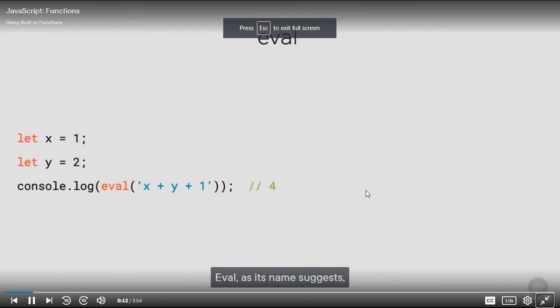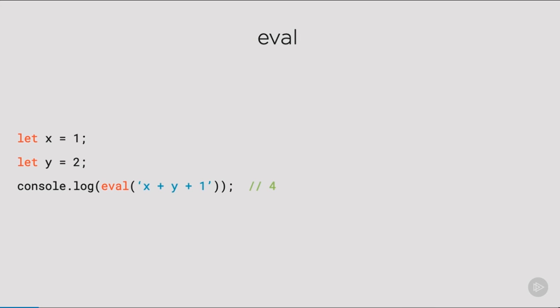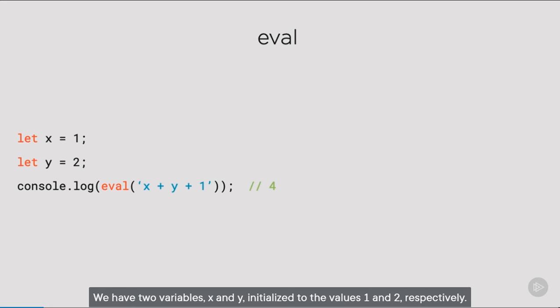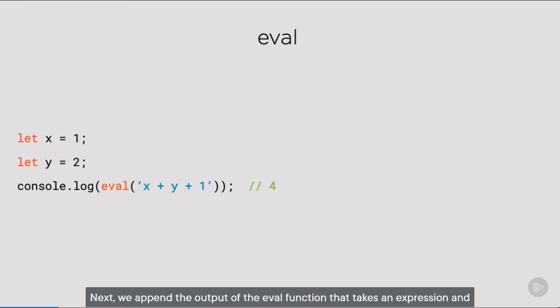Eval, as its name suggests, accepts a string as input, evaluates it, and returns a value. We have two variables x and y, initialized to the values 1 and 2 respectively. Next, we print the output of the eval function that takes an expression in string format as input. The value 4 is printed to the console.